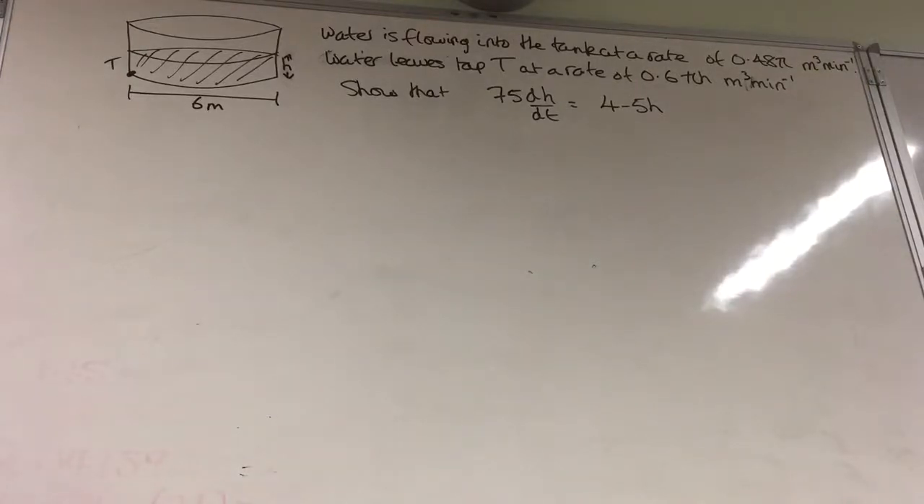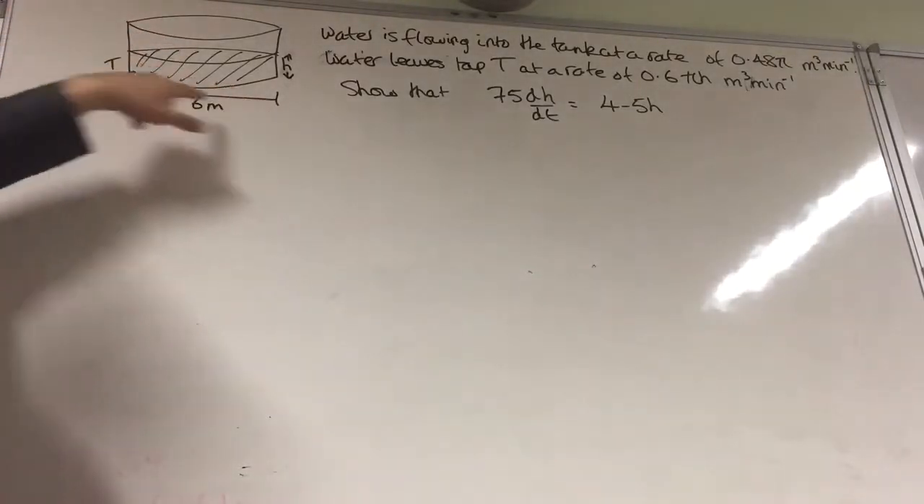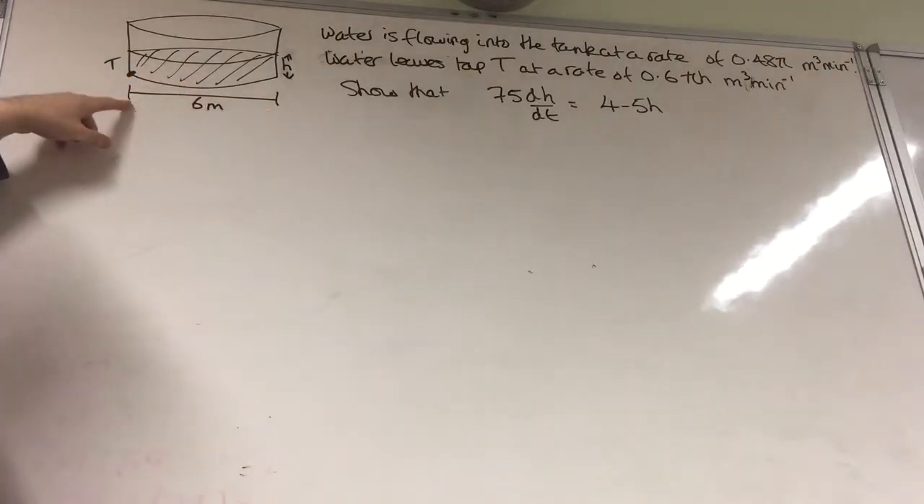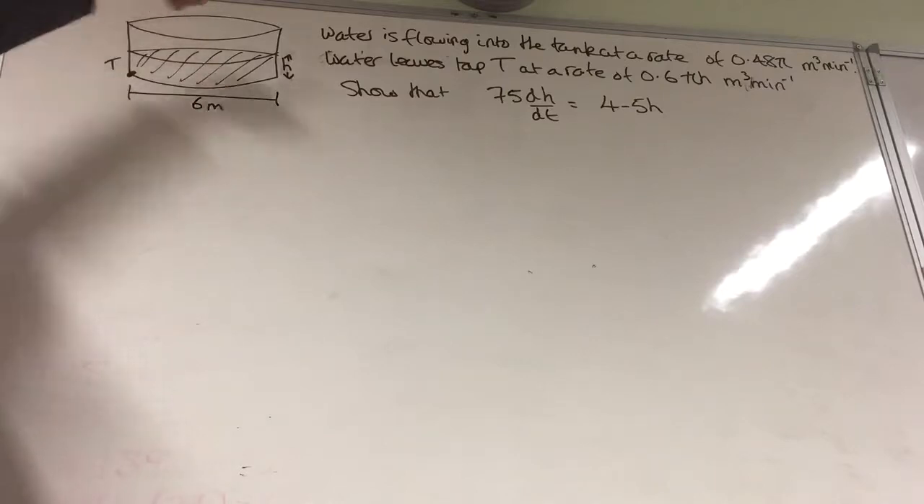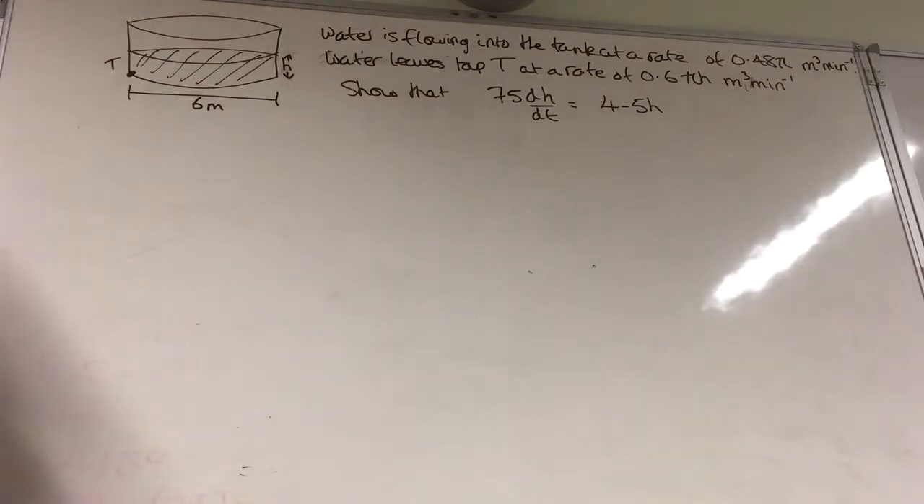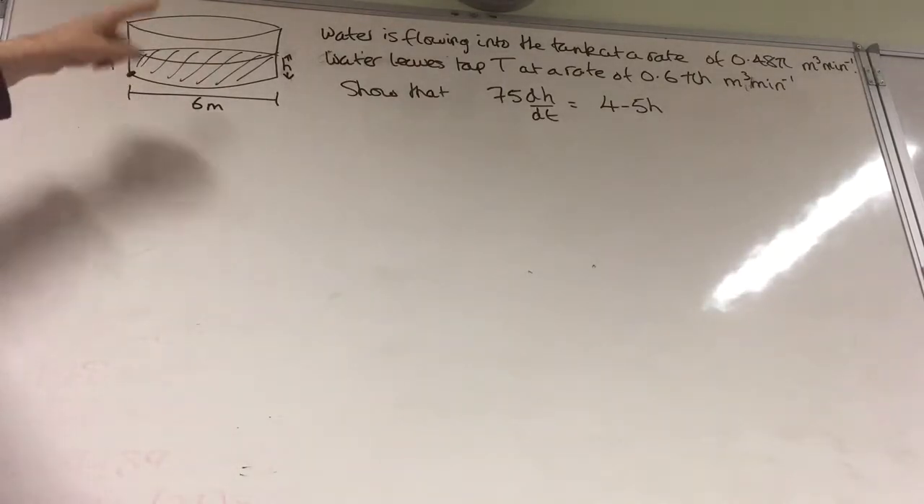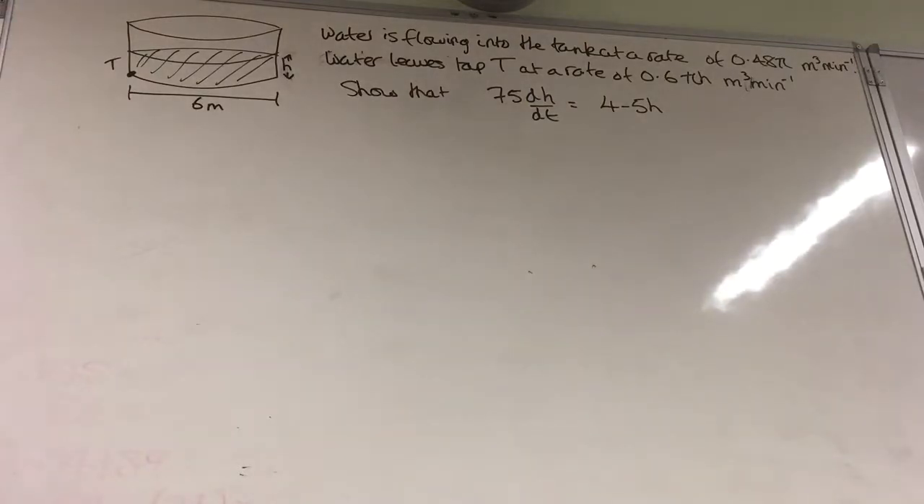So, slightly more complicated example. This is a cylindrical tank. The diameter is 6 meters. There's a tap at T. Water is entering into the tank at a rate of 0.48 pi meters cubed per minute, and it's leaving out of this tap at a rate of 0.6 pi h meters cubed per minute.